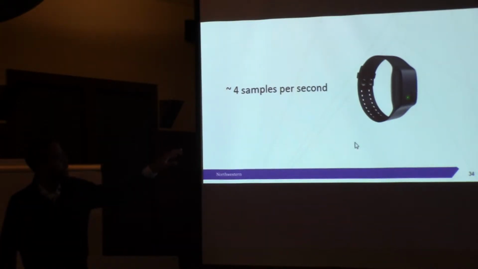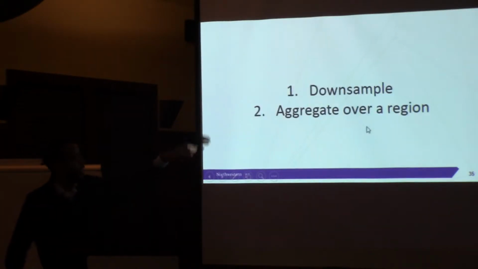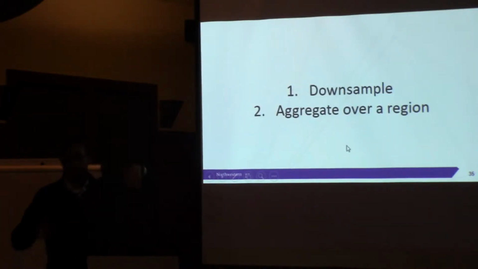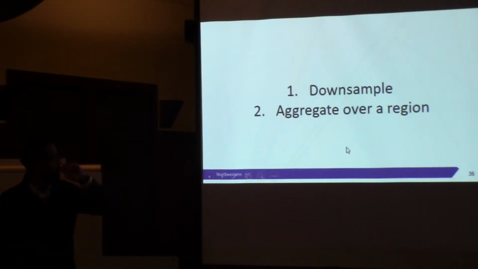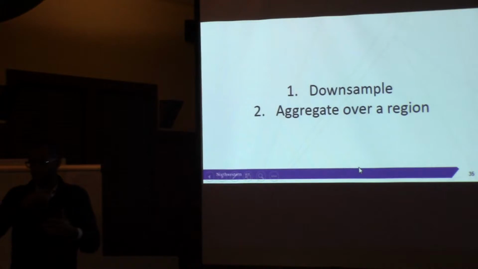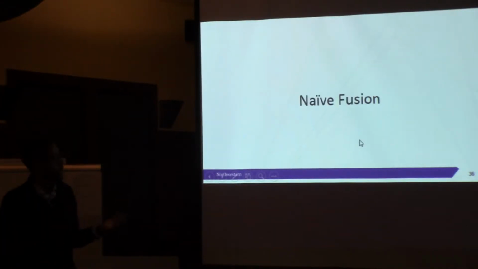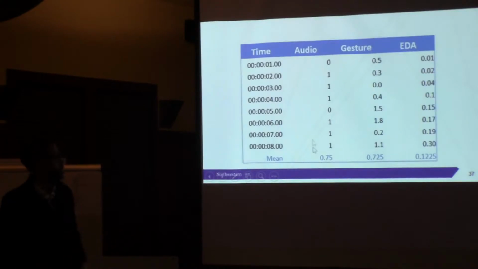So Empatica is getting 4 data samples per second, and I've tried a few different approaches. You have all this high frequency data. What are you going to do with it? The first thing I do is downsampling, reducing everything to a single value across an entire session, and really aggregating over that entire session, which I could consider a sort of naive fusion.